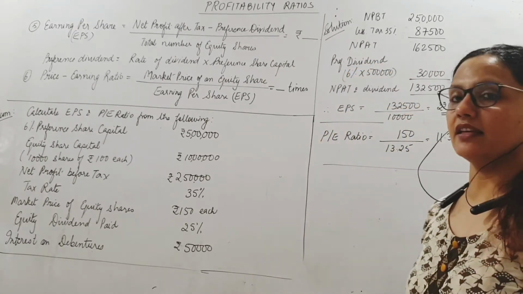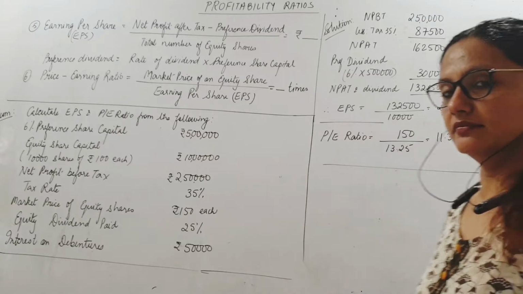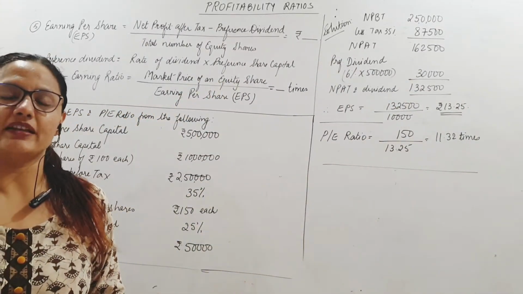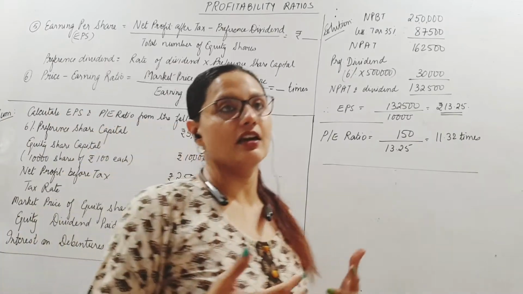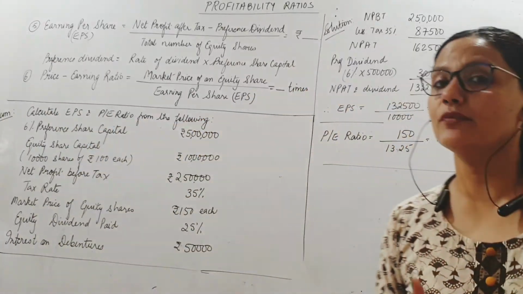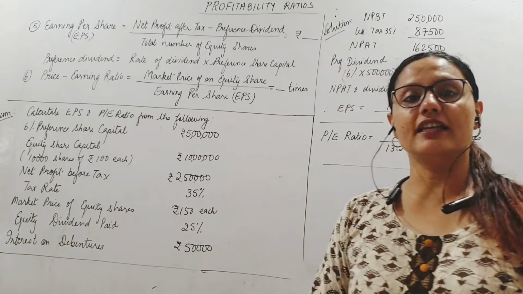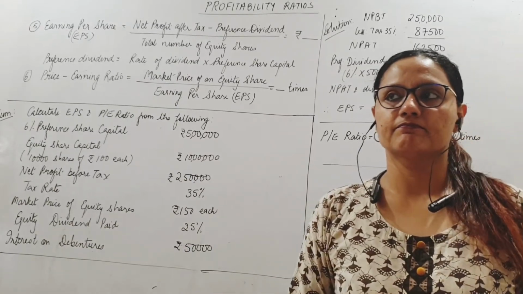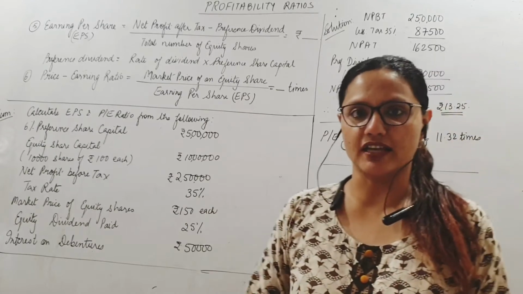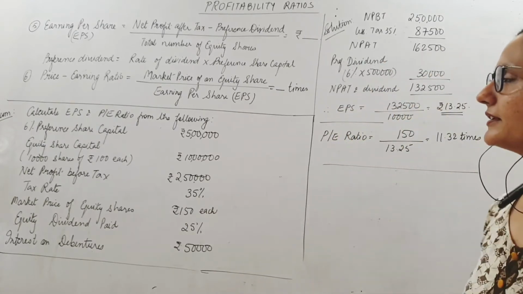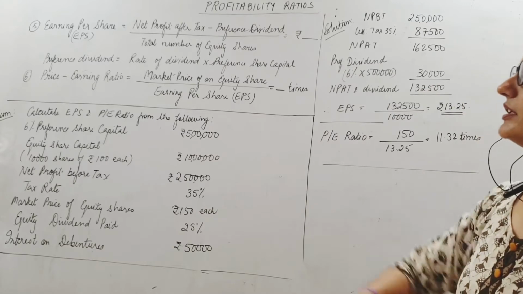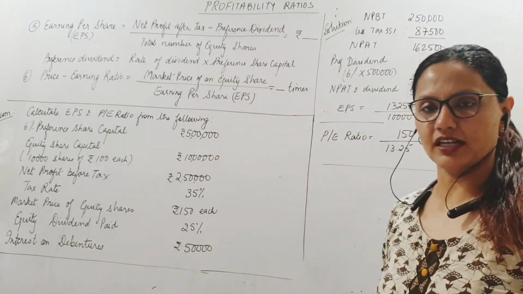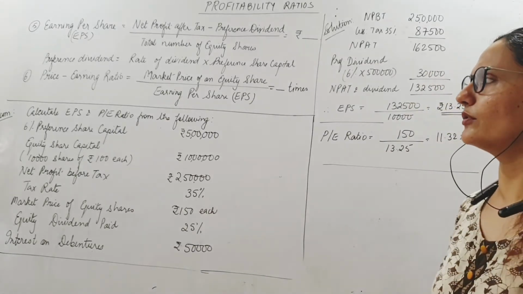The earning per share, the higher the number, the better. Isn't it? If you are an equity shareholder, what would you expect? You would expect that I get a lot of returns on my investment. So the higher the earning per share, the better the share, the better the performance of the company, right? Now preference dividend is calculated by rate of dividend into preference share capital, alright? Just for information, I think you already know that.